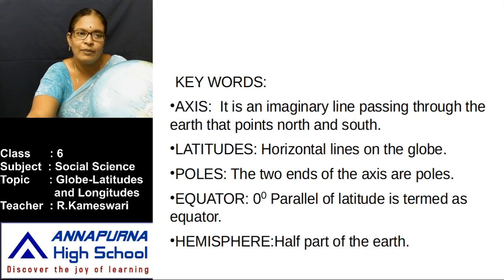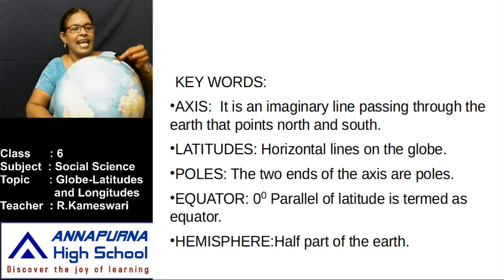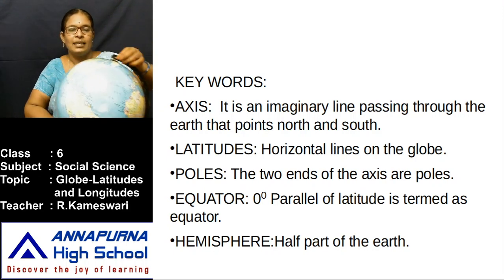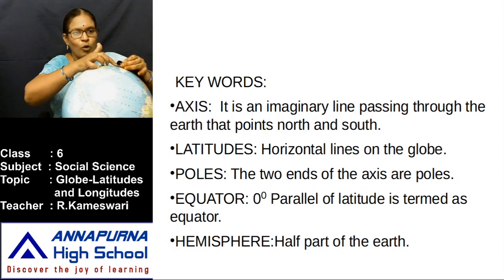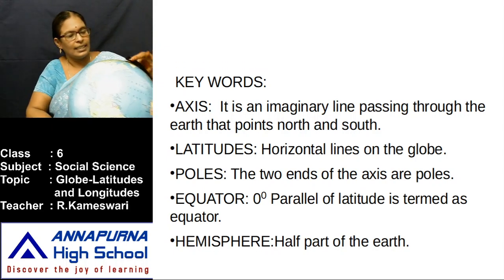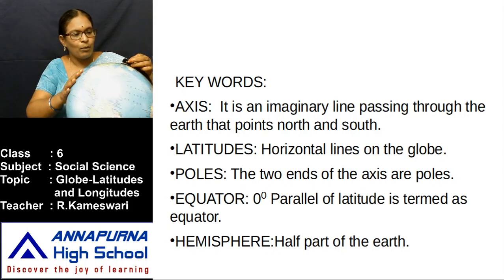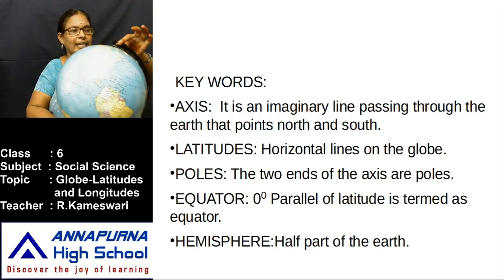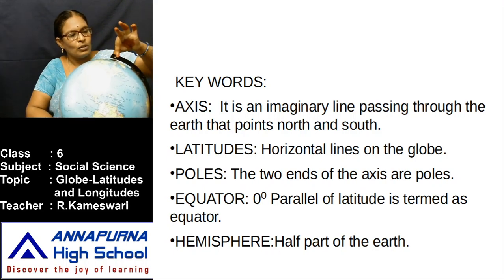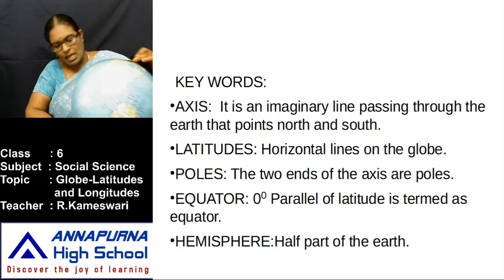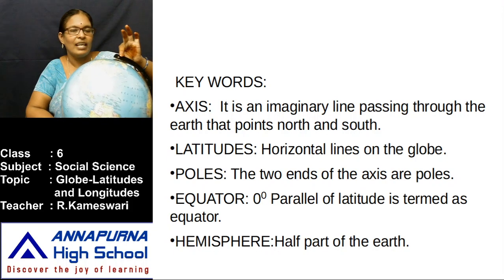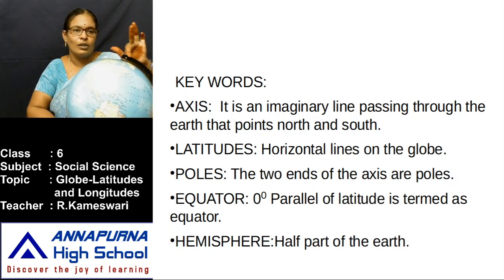Next, keywords. Here you see, it is the axis. Axis is an imaginary line passing through the earth that points north and south. It is called the axis. With the help of the axis, it rotates itself. It has two ending points. The northern ending point is called the North Pole. The southern ending point is called the South Pole. So it has two ending points. The ends of the axis are called poles.